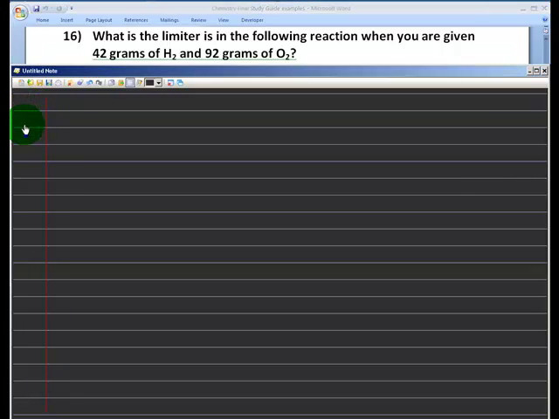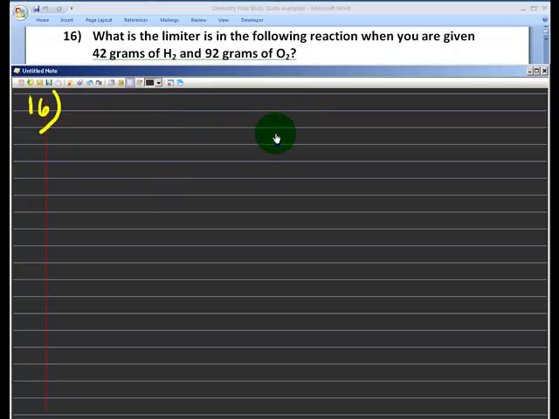So you all should be down at problem number 16. Question number 16 is asking you: what is the limiter? That's a typo, sorry. It says, what is the limiter in the following reaction when you're given 42 grams of H2 and 92 grams of O2?